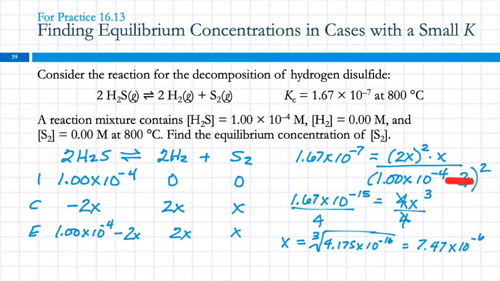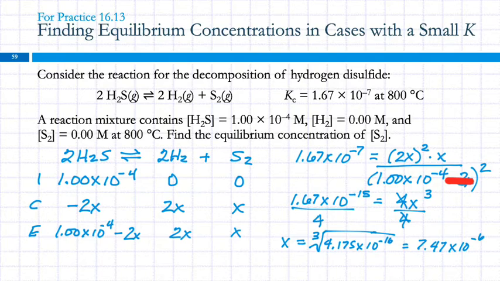Seven 7.47 times 10 to the minus 6. So what's keeping us from just putting this whole thing in our calculator? Nothing. Absolutely nothing. What was it that you crossed out right there in red? I didn't get to see it. That was this minus 2x.